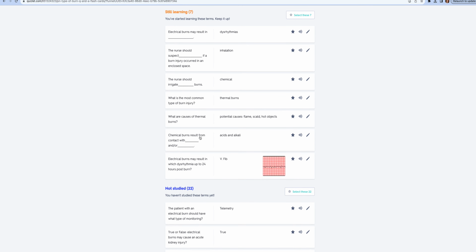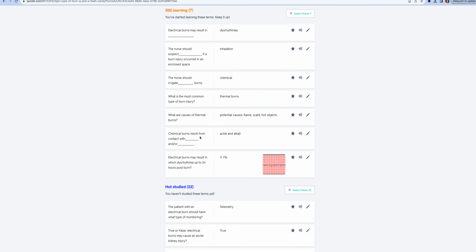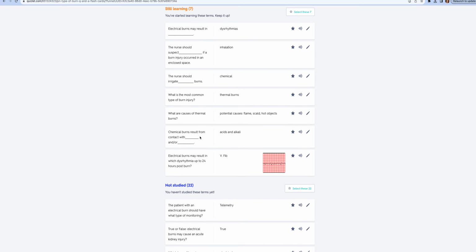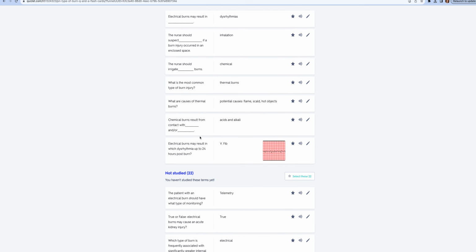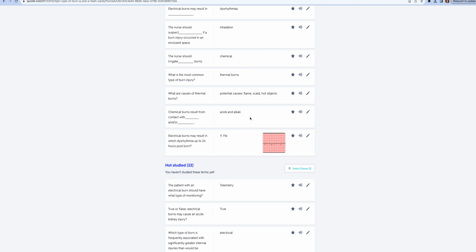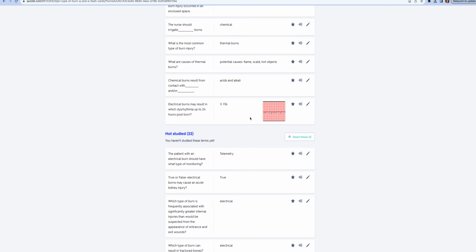The most common injury you'll see with burns is a thermal burn injury, and that's like burning yourself with an iron, that kind of burn. Here, flames, scald, and hot objects are the reason for thermal burns. And chemical burns result from contact with acid and alkali, and you don't need to know what kind of solutions make acid and what make alkali.